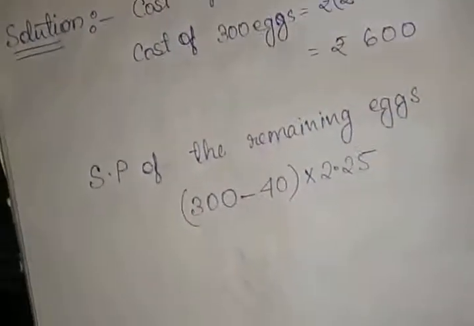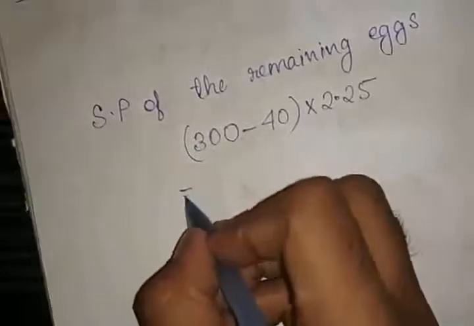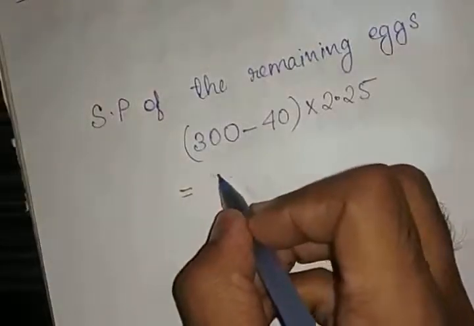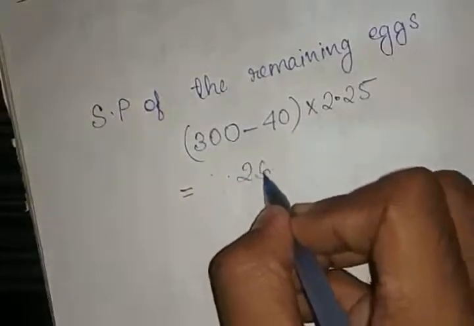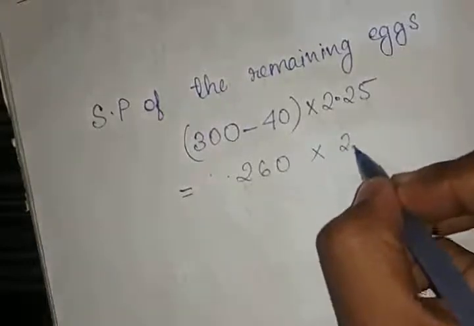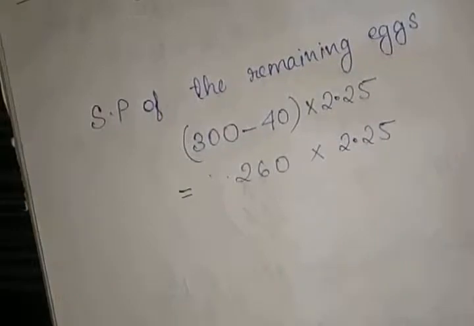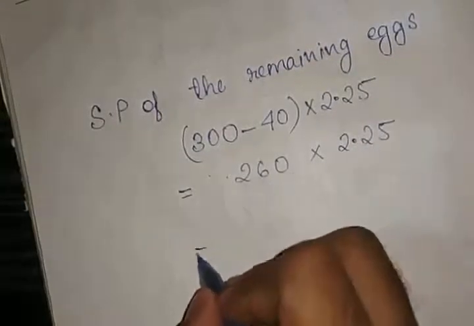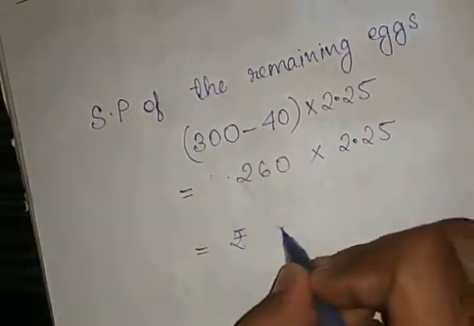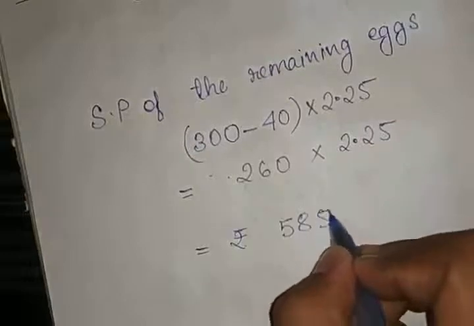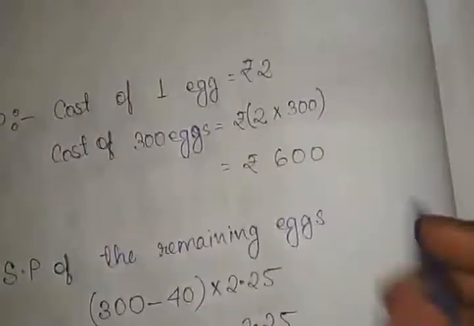Then multiply them. After multiplying, how much will we get? 300 minus 40 will be 260, multiplied by 2.25. After multiplying these two, we will get rupees 585. Then what was the cost that was spent?